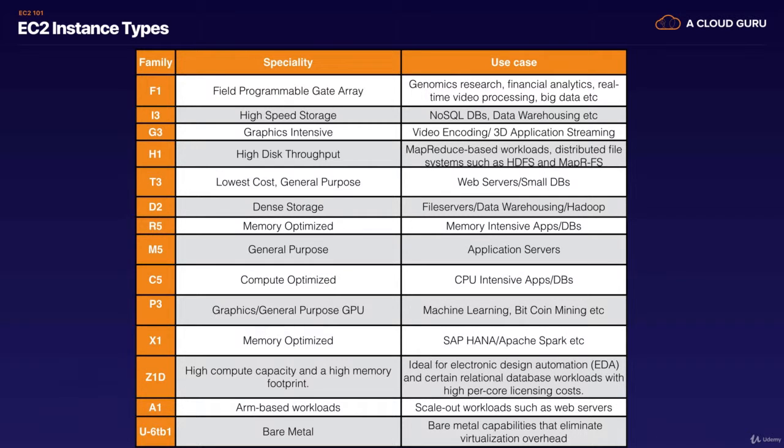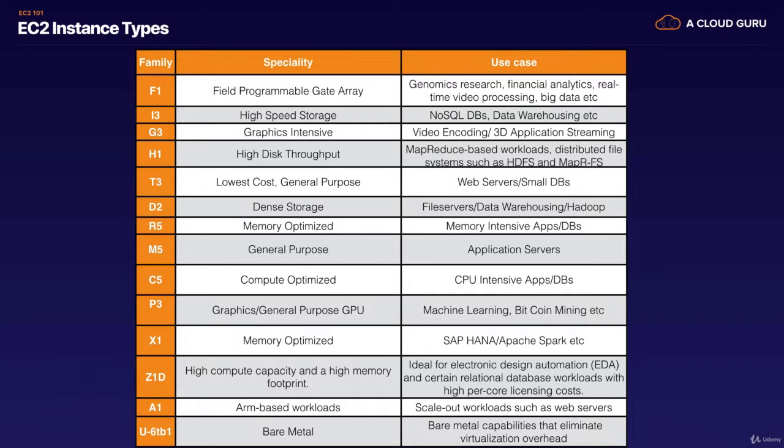Moving on, we've got the I3s. These are high-speed storage, and these are used for things like NoSQL databases, data warehousing, etc. Then we've got G3s. These are graphics intensive, and these are used for things like video encoding, 3D application streaming, etc. We've got H1s. These are high disk throughput, useful for things like MapReduce-based workloads, distributed file systems such as HDFS and MapRFS. We then have T3s.